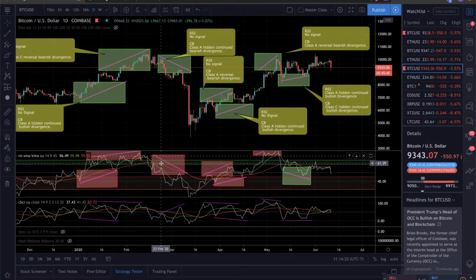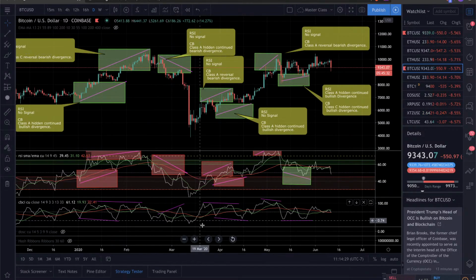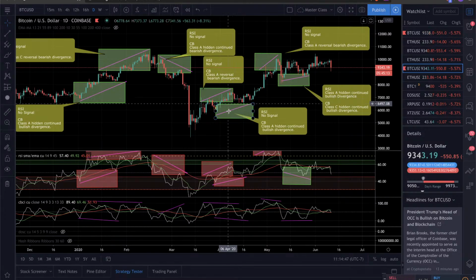However, when you have a clean cross, so we have a cross right here and we have a cross right here, that had a great play for continuation to the downside. For the move and bounce back up, you can see we crossed here on the CB index, but we didn't cross on the RSI until about right here. So we didn't have as strong a play. You can kind of see we trailed sideways for a little bit.